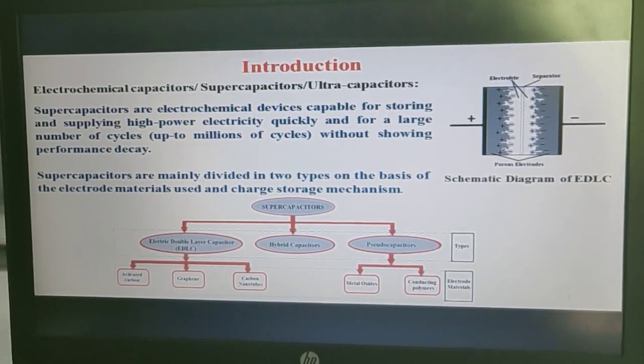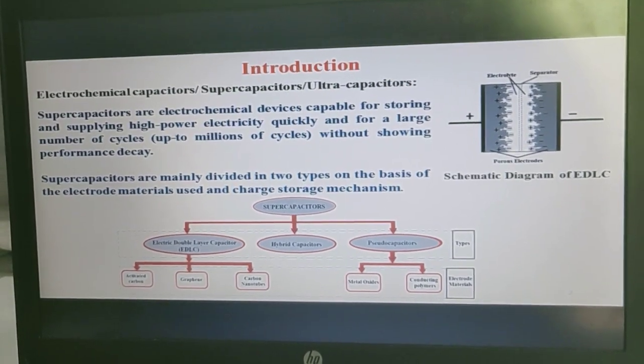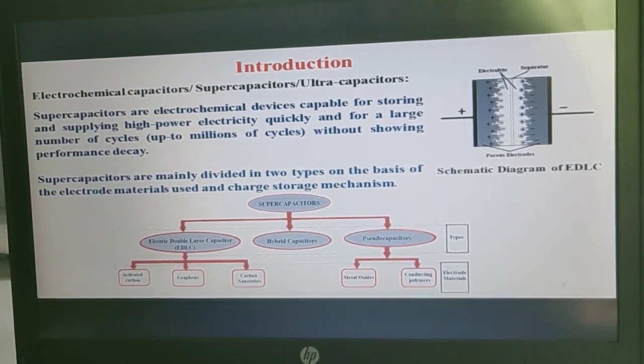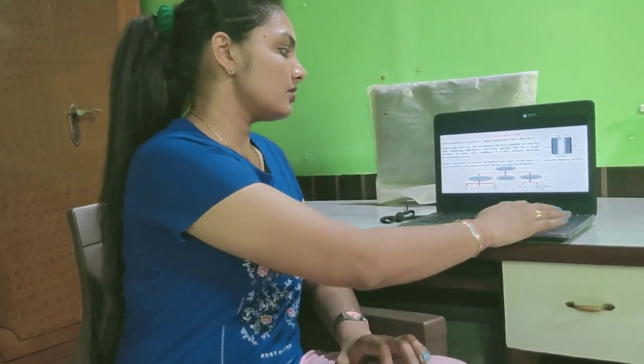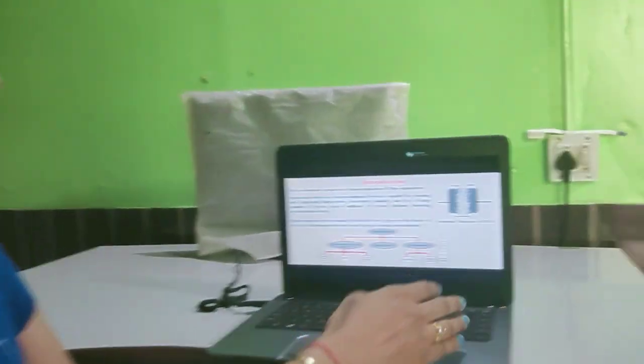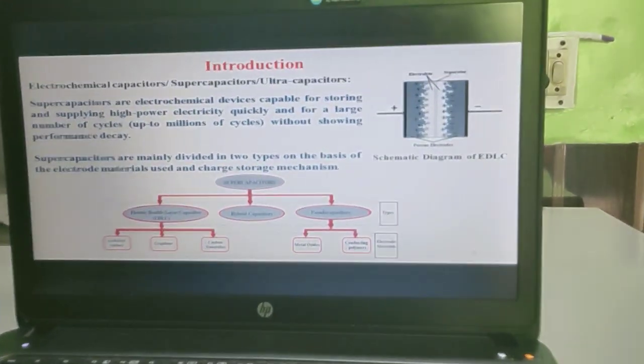Supercapacitors are basically divided into three categories. The first one is EDLC, the second one is the hybrid capacitor, and the third one is the pseudocapacitor. EDLC is the electric double layer capacitor. The hybrid capacitor is basically a combination of these two, and the pseudocapacitor is basically divided into metal oxides and conducting polymers.